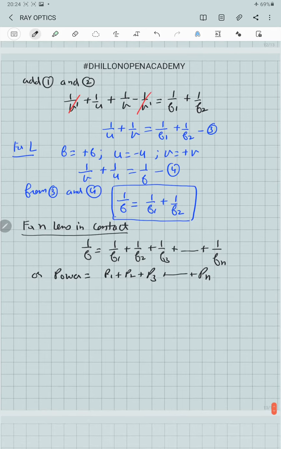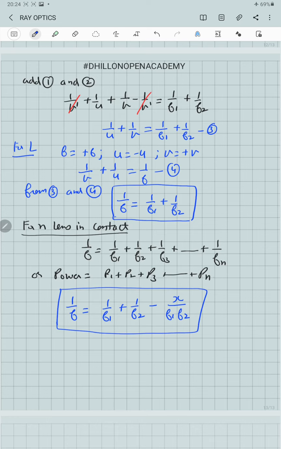At last, if two lenses are placed at a certain distance apart from each other, in that case the equivalent focal length will be 1 over f equal to 1 over f1 plus 1 over f2 minus x over f1 f2. This will be the formula to find the equivalent focal length, where x is the distance between the optical centers of the two lenses.